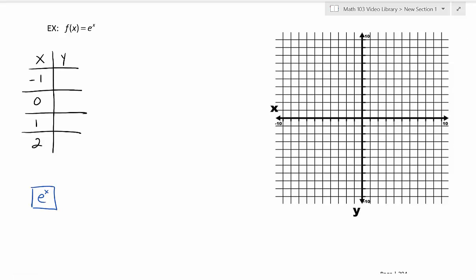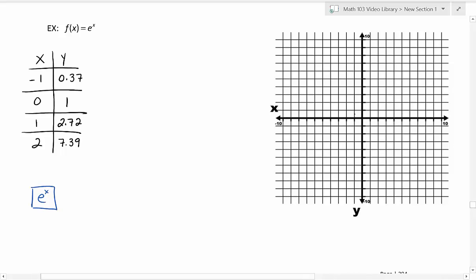So finding e to the -1st power, we're going to get 0.37. E raised to the 0 power will be 1. E to the 1st, 2.72. And then lastly, e squared, 7.39. Those are the 4 points that we are going to graph for f of x equals e to the x. Now we're just going to have to estimate when plotting these points since we have a bunch of decimals.